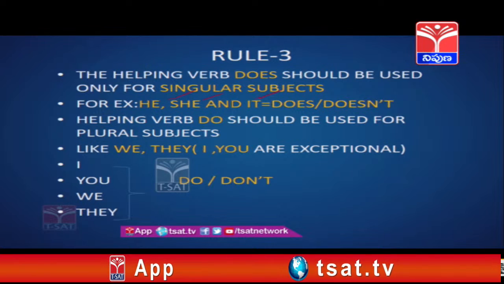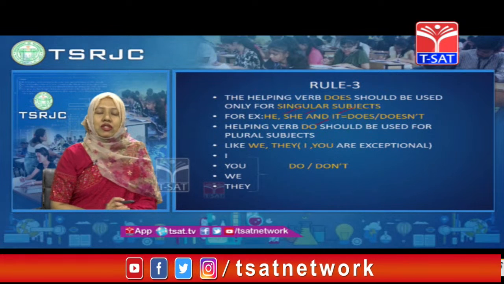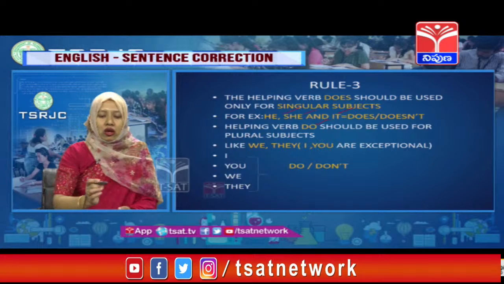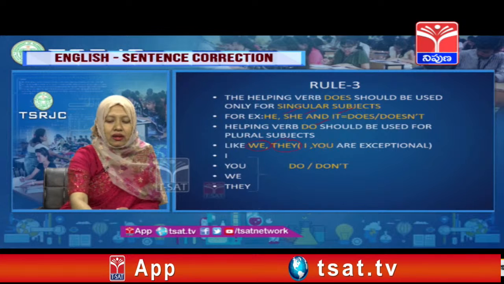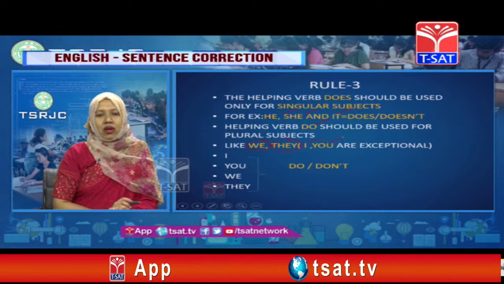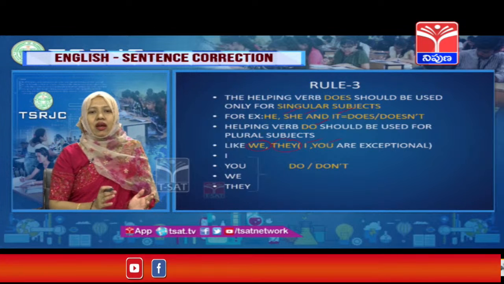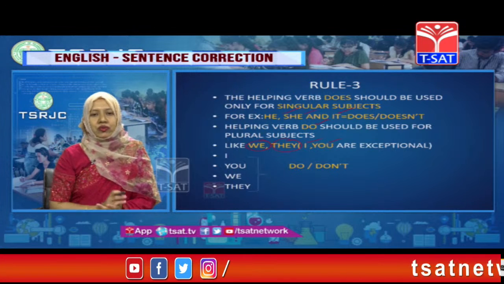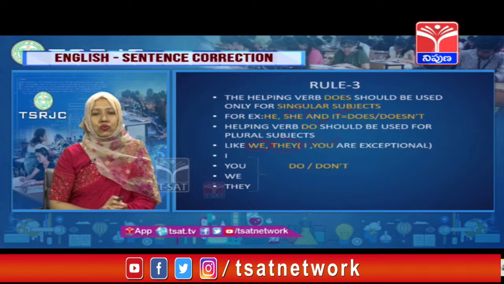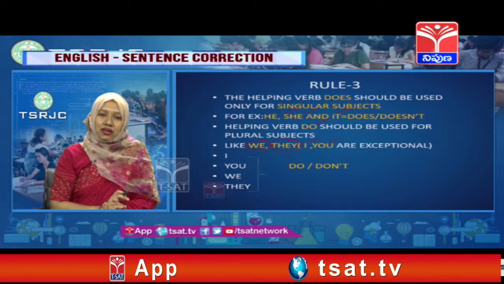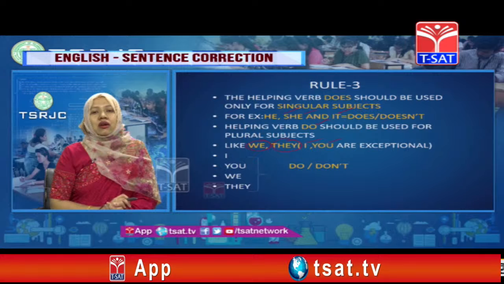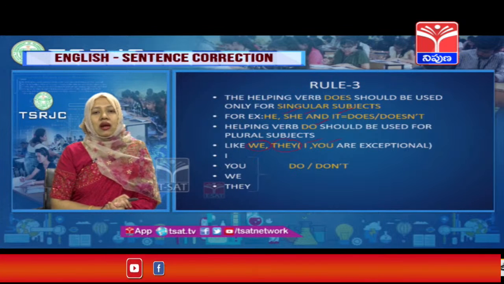The helping verb "do" should be used for plural subjects. The plural pronouns or subjects here are we and they, and I and you are exceptional. Whenever we talk about plural subjects, we say we do, they do, I do, you do. I and you are exceptional cases. Though I and you are singular subjects, the verb should still be "do".